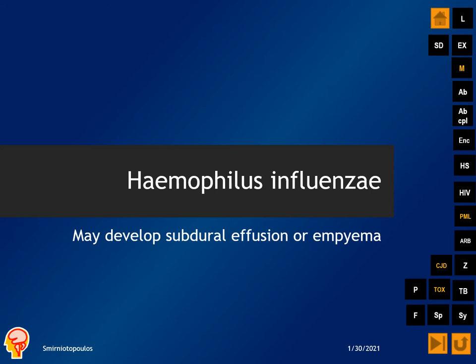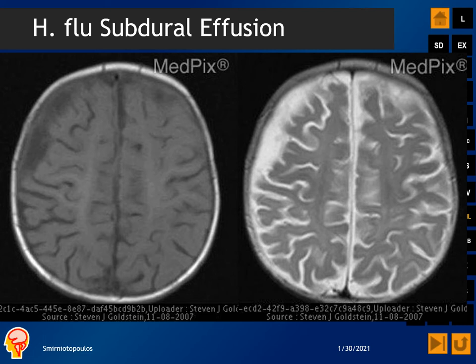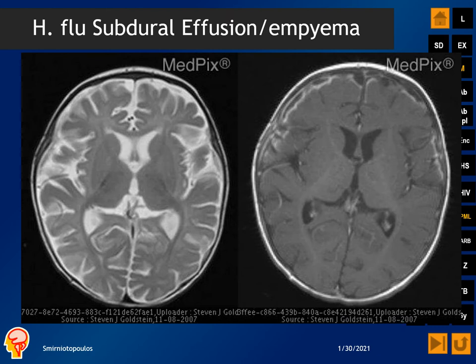Let's look at this 5-year-old boy who presents with a barking cough and fever. The fever has worsened and the patient now has had a febrile seizure. His temperature is 102. If we look at a pair of these images, T1 and T2, we can see an extra axial collection displacing the sulci away from the inner table of the skull. Once we give gadolinium contrast enhancement, we can see enhancement on the surface of the brain, and this is going to be leptomeningeal enhancement, but it's difficult to see whether there is any overlying pachymeningeal enhancement.